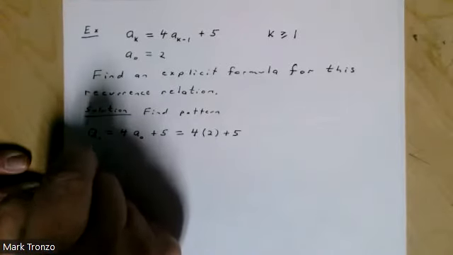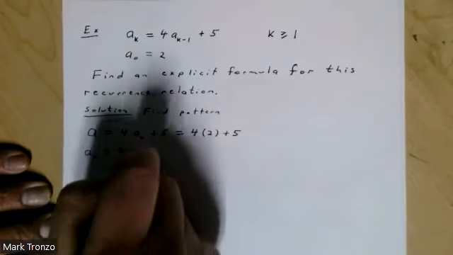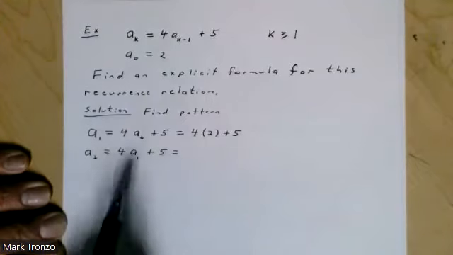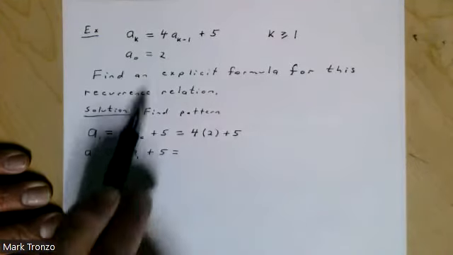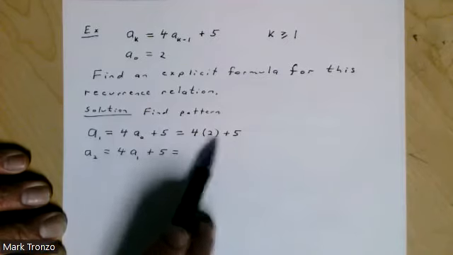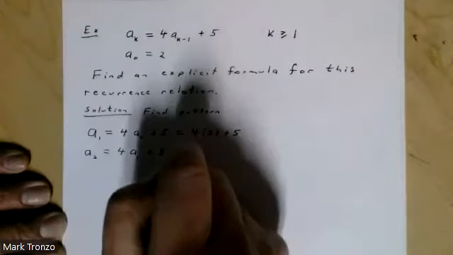And let's go to a_2. According to our formula, a_2 would be 4 a_1 plus 5. And now a_1 was this, so we're going to put a_1 into here.